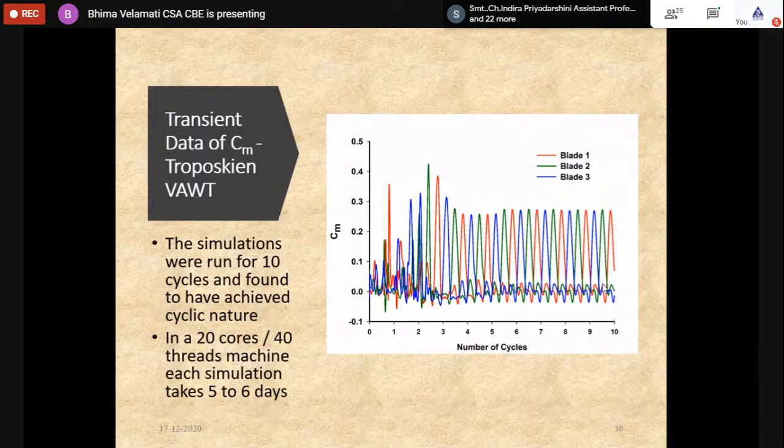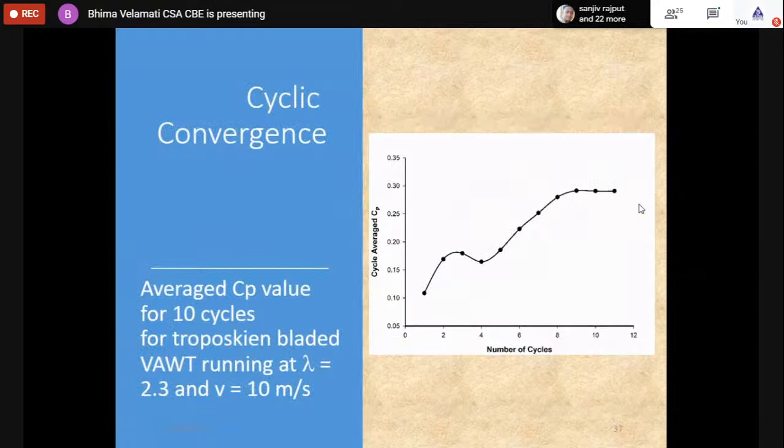Okay. So it's pretty computationally expensive because this is the unsteady solution. Unless I get this periodic solution, it's of no use. What is mostly interesting to us is the average CP, or coefficient of performance. That should not vary with respect to cycles. So in the last 2 cycles, the CP is almost the same. So we take the CP value for different tip speed ratios.